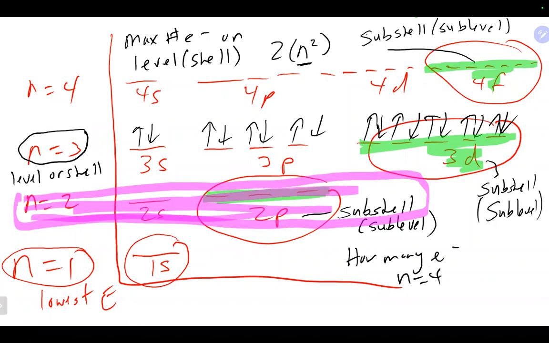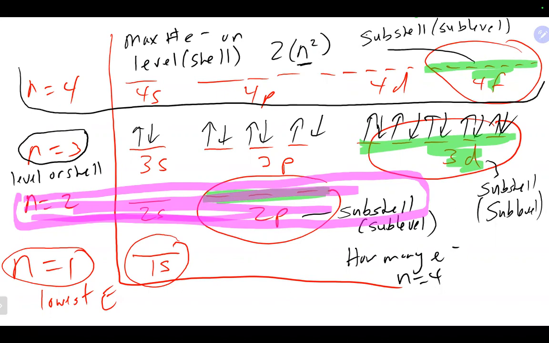Yeah, it is 32. So 4 squared would be 16. 16 times 2 is 32. The n equals 4 would be everybody here with a 4 in it, right? All those little lines represent an orbital. If you fill them all up with 2 each, you would end up with 32 electrons.